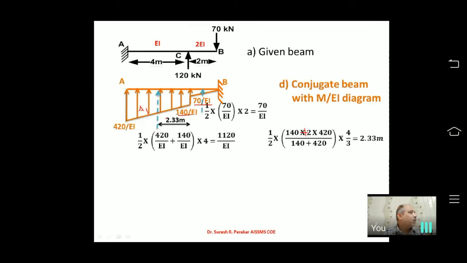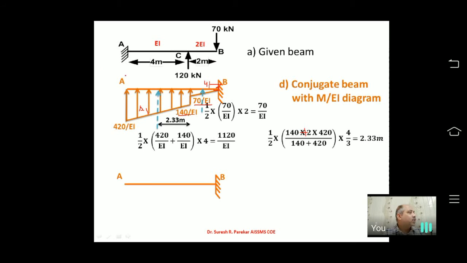Now similarly we can go for the second portion also, which is 1/2 into 70 upon EI into 2, which is 70 upon EI, and that will be for this portion. And then we are going to get the centroid for this, which is simply from B, 2/3 of 2, so I will get this value as 4/3 from B.